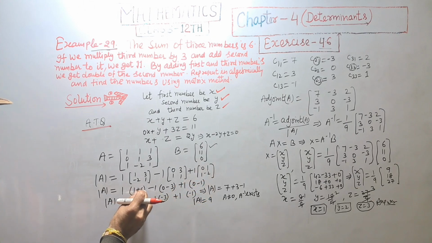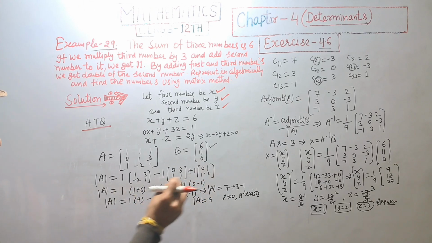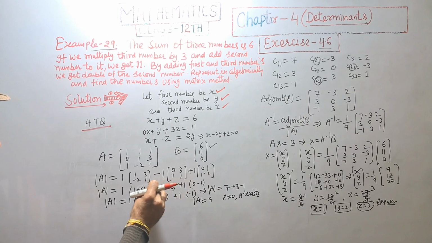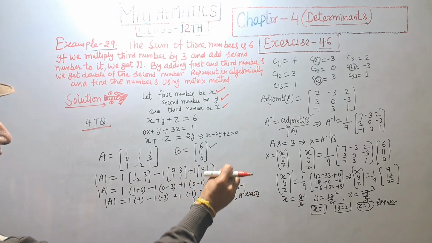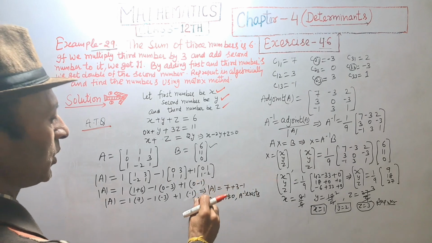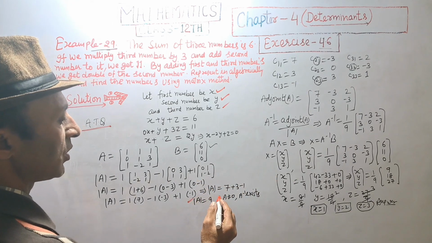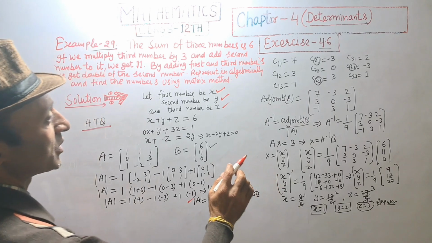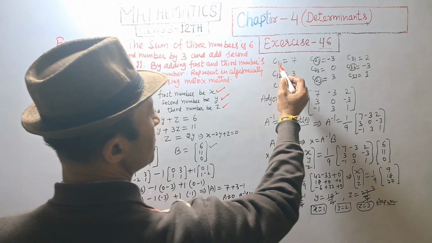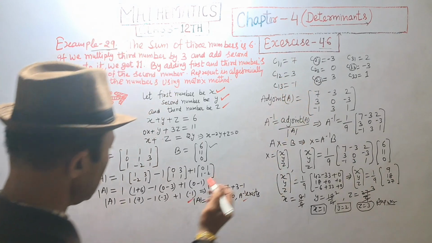6 plus 1 is 7 multiplied by 1, that is equal to 7, and minus 3 will be positive 3, and minus 1. 7 plus 3 is 10, 10 minus 1 is 9. We get the determinant of A is equal to 9. A inverse exists. And we find the cofactors C11, C12, C13.